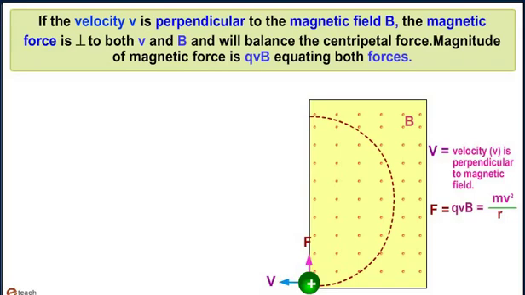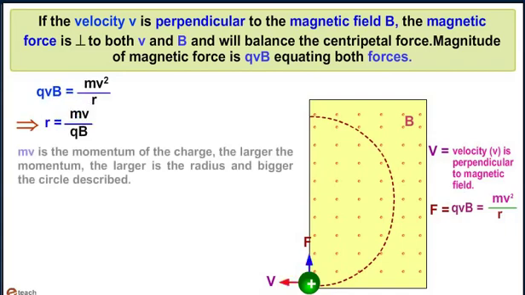Magnitude of magnetic force is qvB. Equating both forces, we get qvB equals mv squared by r. Then r equals mv upon qB, where mv is the momentum of the charge. The larger the momentum, the larger is the radius and the bigger the circle described.